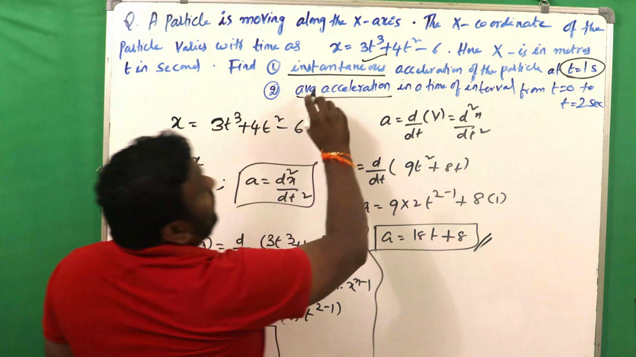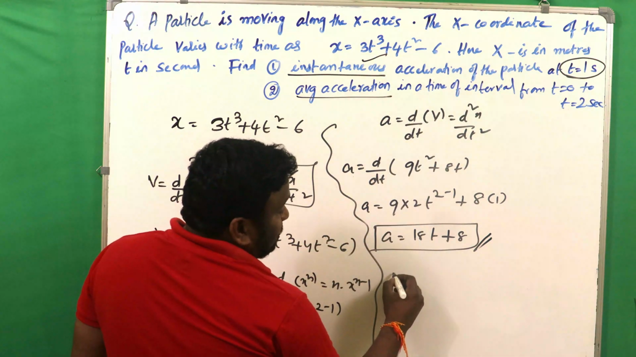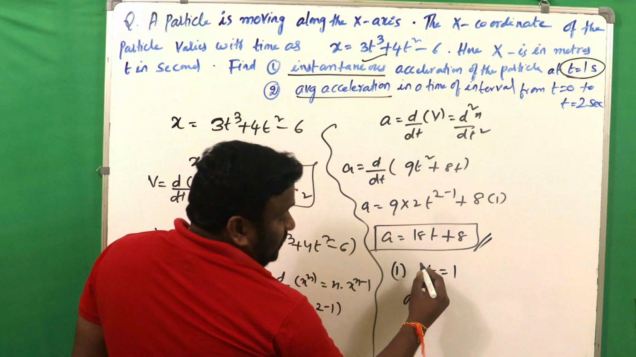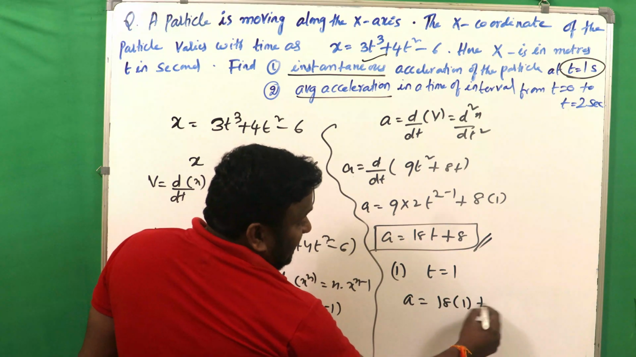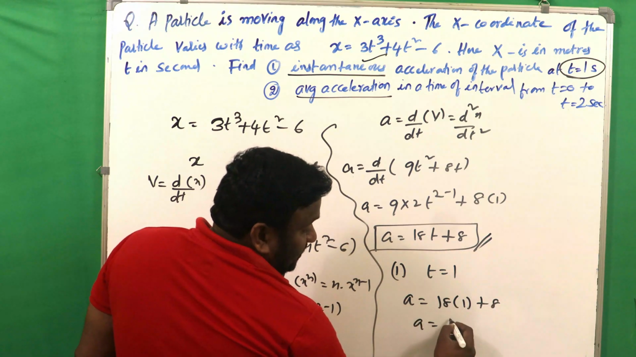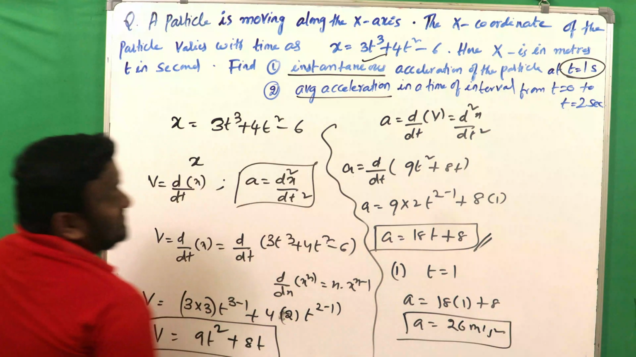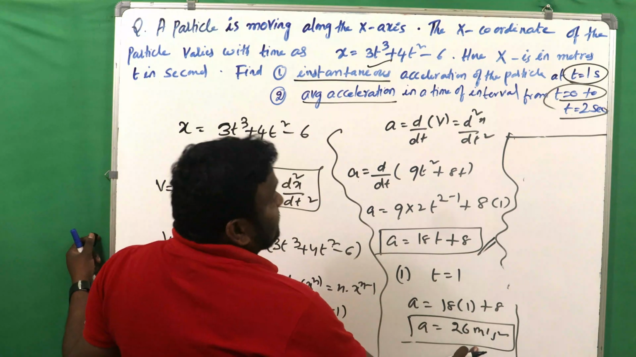And first, what you will find out is the instantaneous acceleration at t = 1 second. What is a? a = 18 into 1 plus 8. That is 26 meter per second square. That is the instantaneous acceleration, equal to 26 m/s².